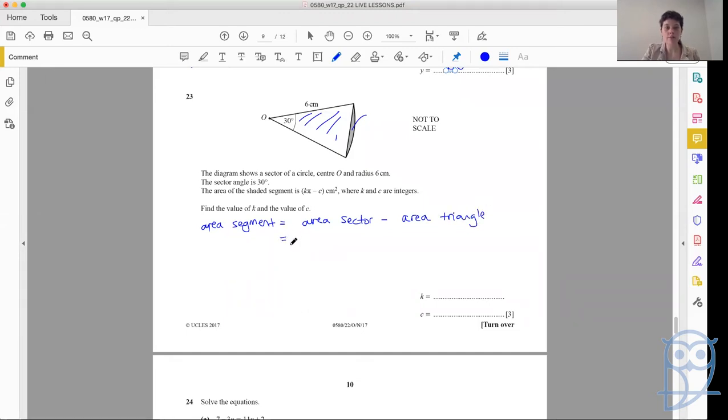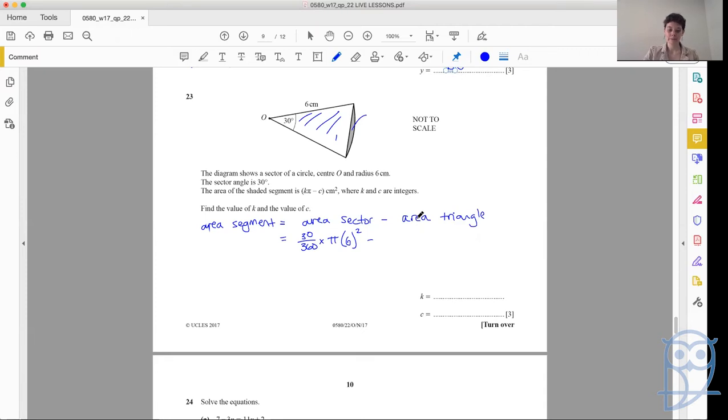Okay, so area of the sector, we would need a fraction of the area of a circle. So our fraction here is going to be 30 over 360 times area of the circle, which is pi r squared. So pi r squared is going to be 6 squared, minus the area of a triangle. We don't have half base times height for this one. So how else do we do area of a triangle?